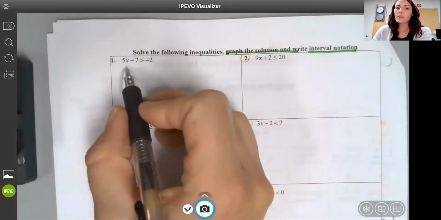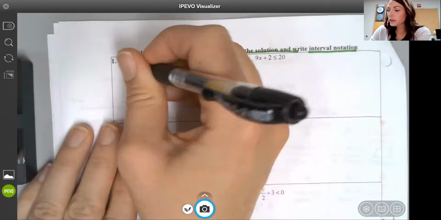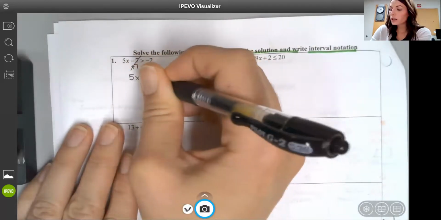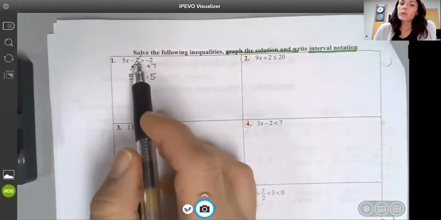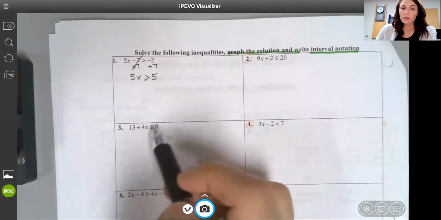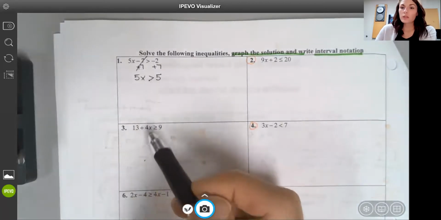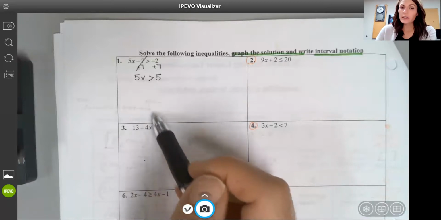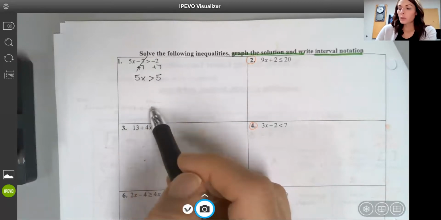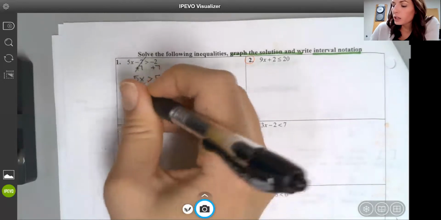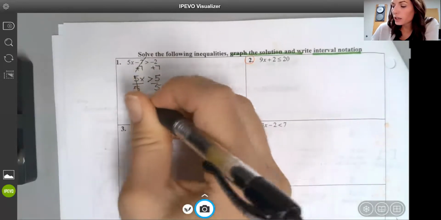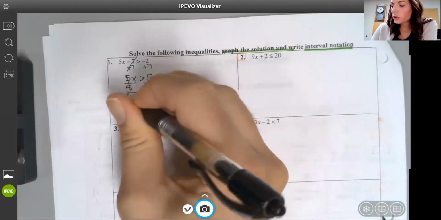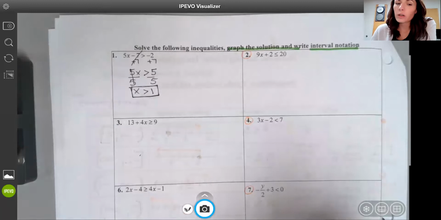So the solving piece shouldn't feel that unfamiliar. If I want to isolate my variable here, I'm going to be adding 7 to both sides, and I get 5x is greater than 5. Be careful not to start writing equal signs just because you're used to doing that when you're solving. I've seen students do that before, and then they don't know what the correct inequality symbol should be at the end. So make sure you keep your symbol in each step going through. And then I'm going to divide by 5, and I get x is greater than 1. So there's the first part for my solution of my inequality.